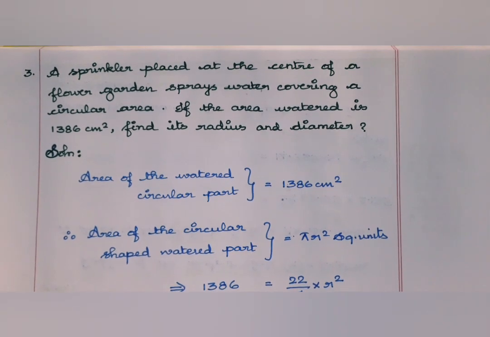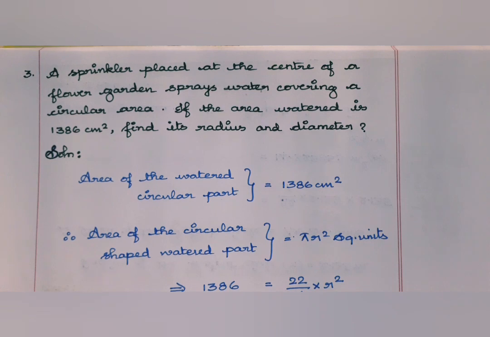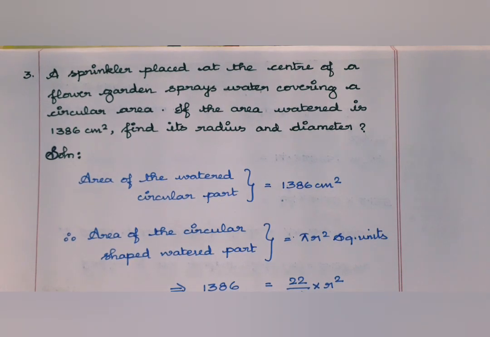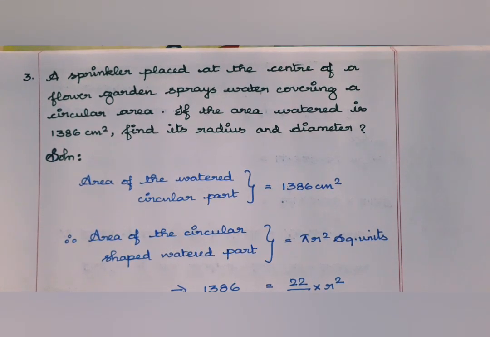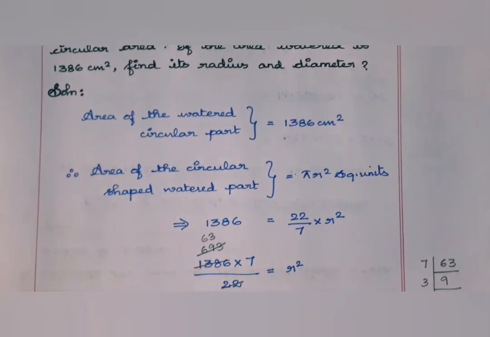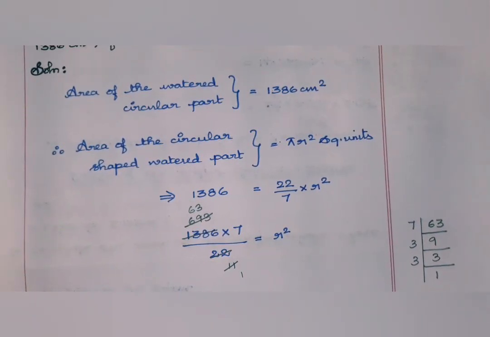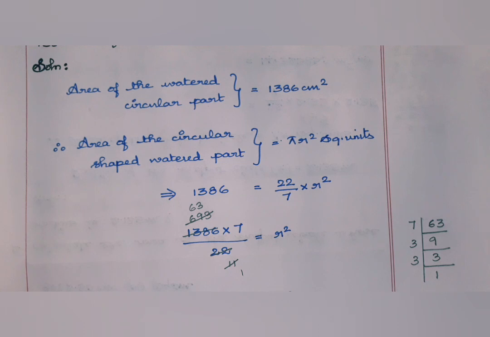The same way here, a sprinkler placed at the center of the flower garden sprays the water, and it can only cover the area which is in the shape of a circle. Other than that it can't cover. That is the question we have. If the area watered is 1386 centimeter square, with the help of that we are going to find the radius and diameter.